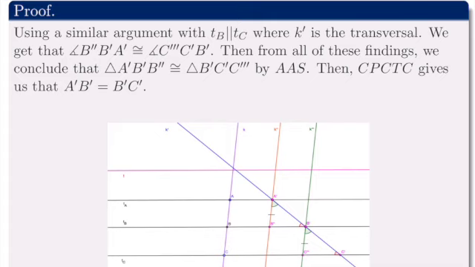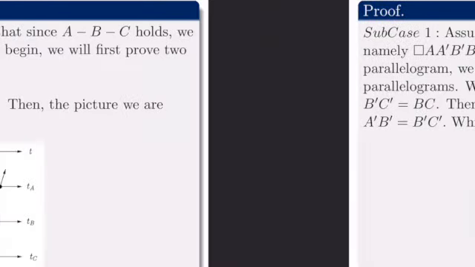Again, CPCTC gives us that because this is the segment of the triangles, for lack of a better word, between the red angles and the green angles, and then it's between the red angles and the green angles. So then again, these two would in fact be equal to each other.